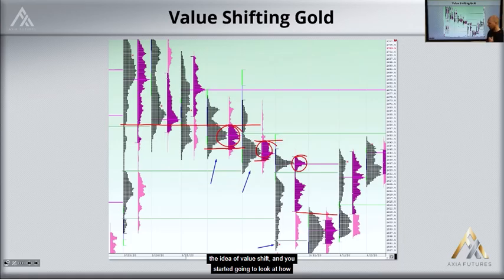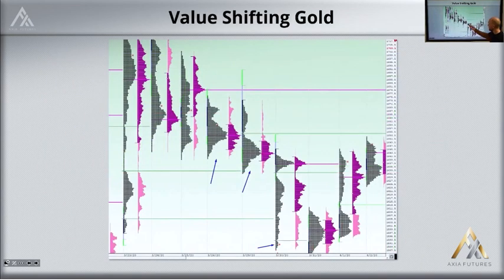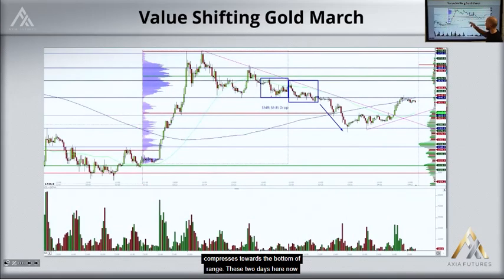So this is the idea of value shifting. You've got to look at how value's moved relative to the entirety of the movement. What is that indicating for you? What is that showing you about what may or may not be coming next? This is what you get when you look at it from a candlestick perspective. So those 2 days, these two here with the 2 blue arrows, show a shift to value lower. I said a shift, not a lack of value. 2 days where value does shift slightly lower, or at least compresses towards the bottom of range. And these 2 days here. Now from a candlestick perspective, this starts to look quite obvious.